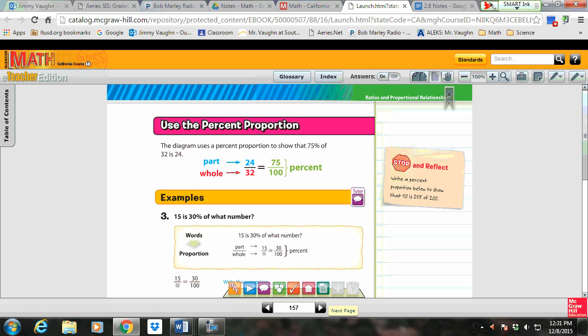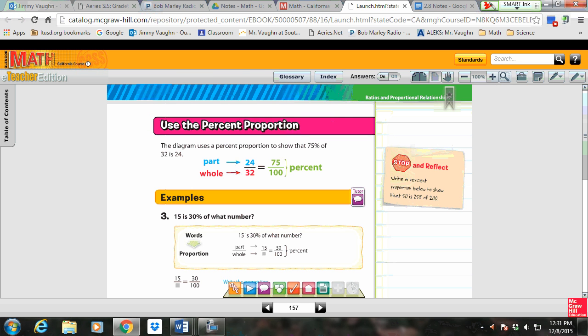157, and the title on your note, or this method of solving this type of problem, is called the percent portion. So we worked with proportions before. It's like part and then whole, or a proportion, like a ratio kind of thing. So what are we talking about here?